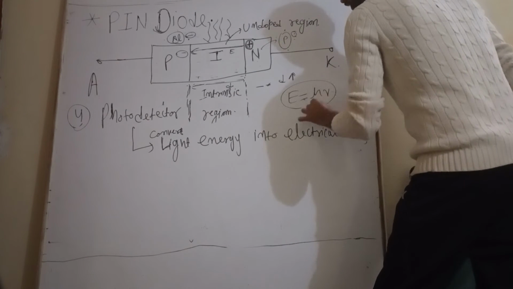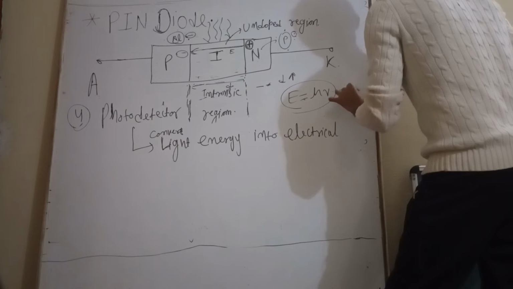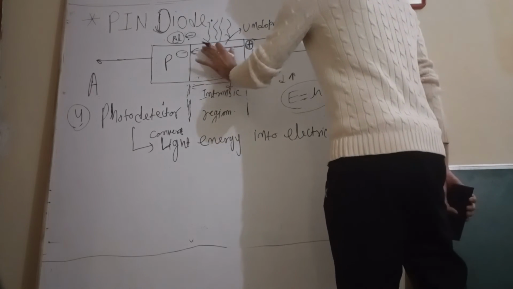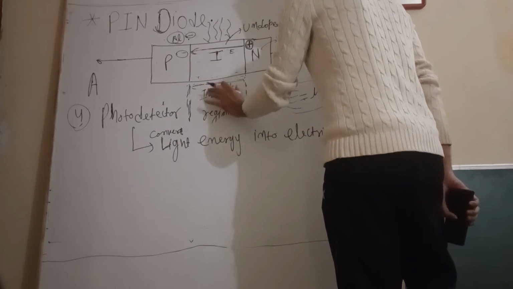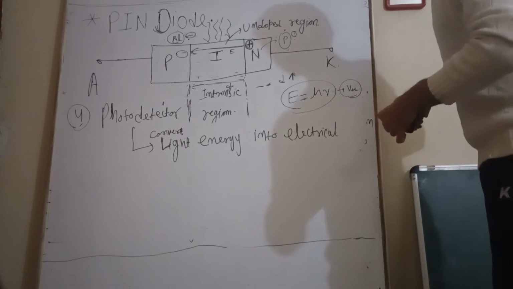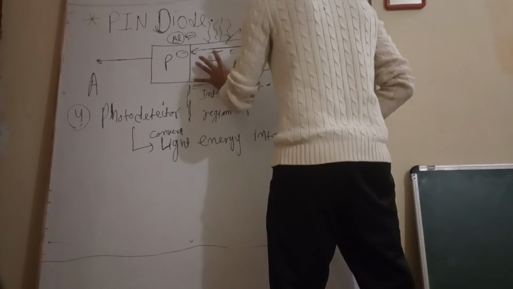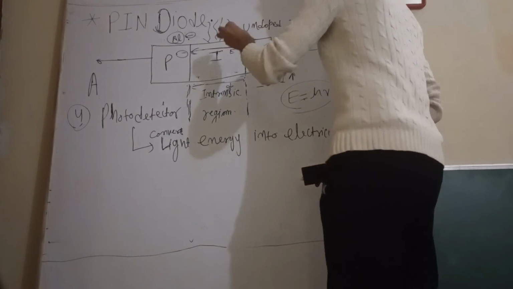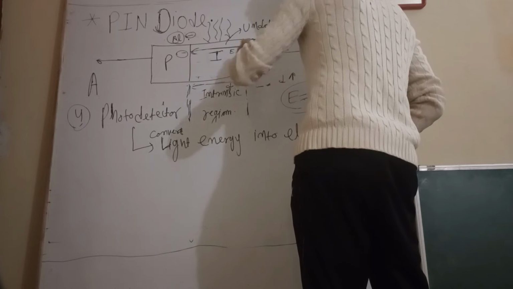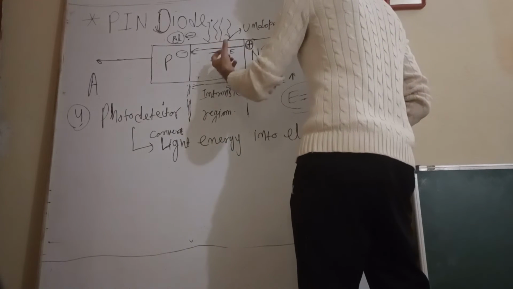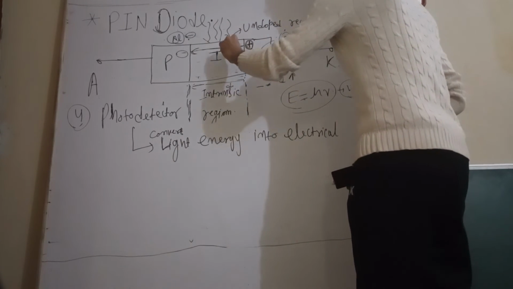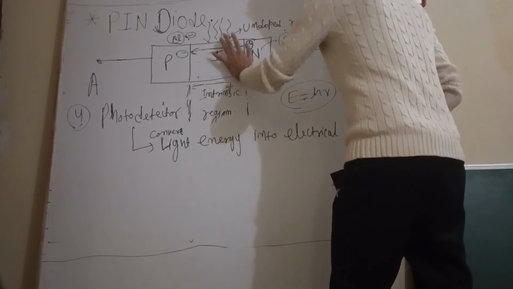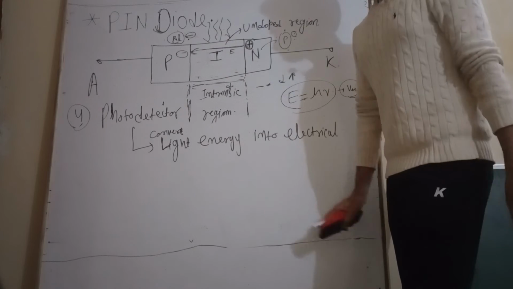If this energy crosses the threshold of the energy band gap, then the charge carriers present within this intrinsic region will get ionized. They will get free. Whatever charge carriers are immobile within this intrinsic region are getting enough energy to break out of the covalent bond, and they will get free. In this way we get a lot of charge carriers within this depletion region.